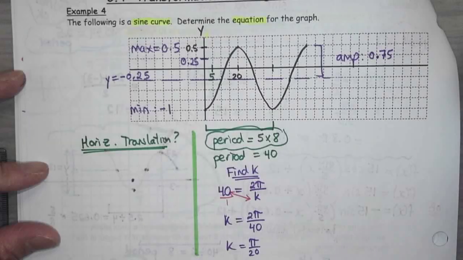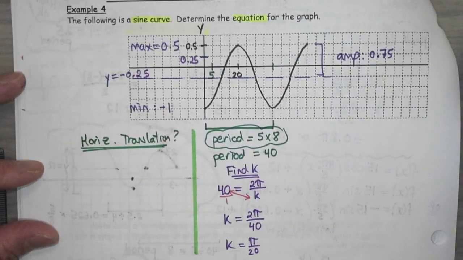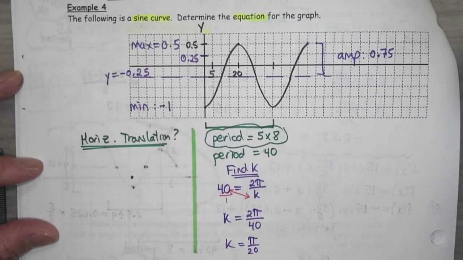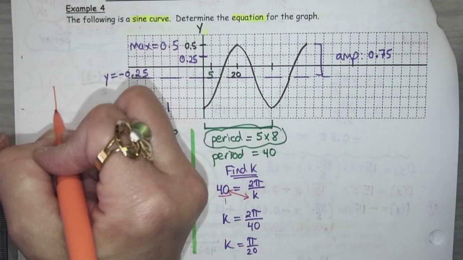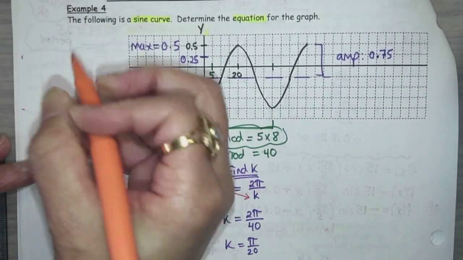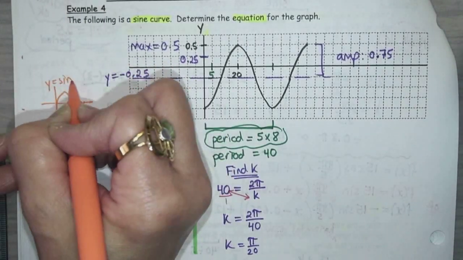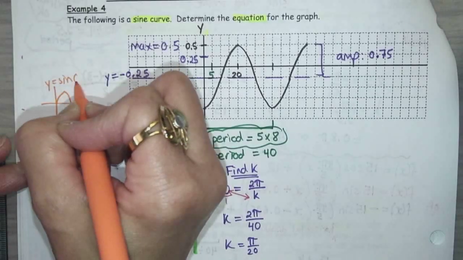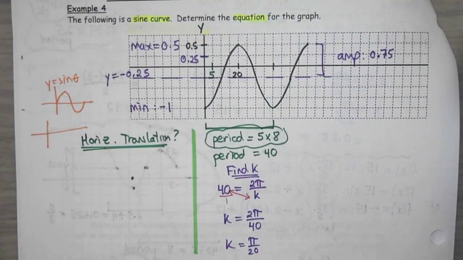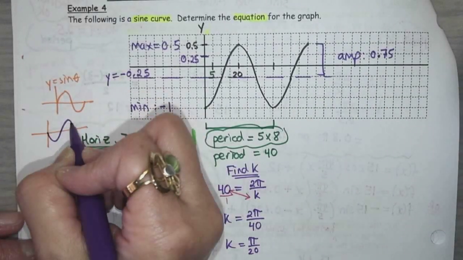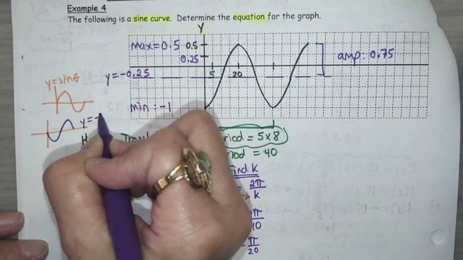Okay, do I need a horizontal translation if I'm doing a sine graph? If I'm doing a sine graph, remember that I am considering this to be either the sine graph, which begins here. So this is sine theta, or you can consider it to be the sine graph that's upside down, which means that your parent function here would be negative sine.